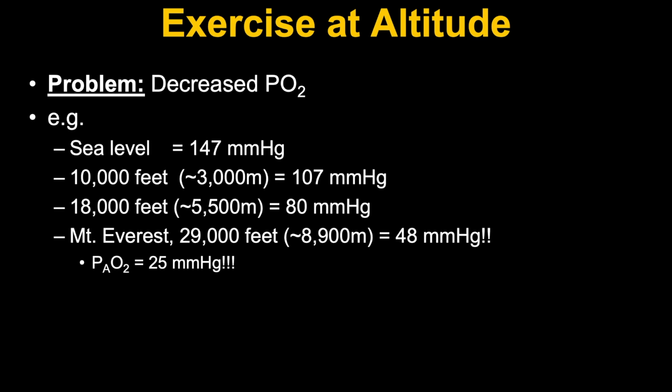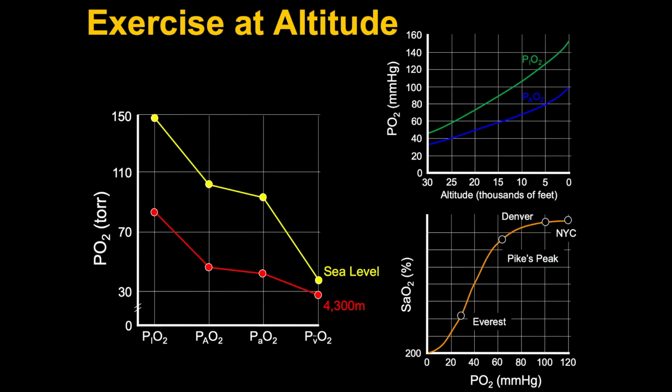The problem of decreased oxygen pressure in the atmosphere as we increase in altitude is easily seen on this diagram on the left-hand side of the screen. On the y-axis, we have the pressure of oxygen in torr. It's just another way to express the pressure of oxygen. And on the x-axis, we have the pressure of inspired O2, alveolar pressure of O2, the arterial pressure of O2, and then the average venous pressure of O2. The yellow line represents the pressure of oxygen at sea level. The red line represents the pressure of oxygen at 4,300 meters.